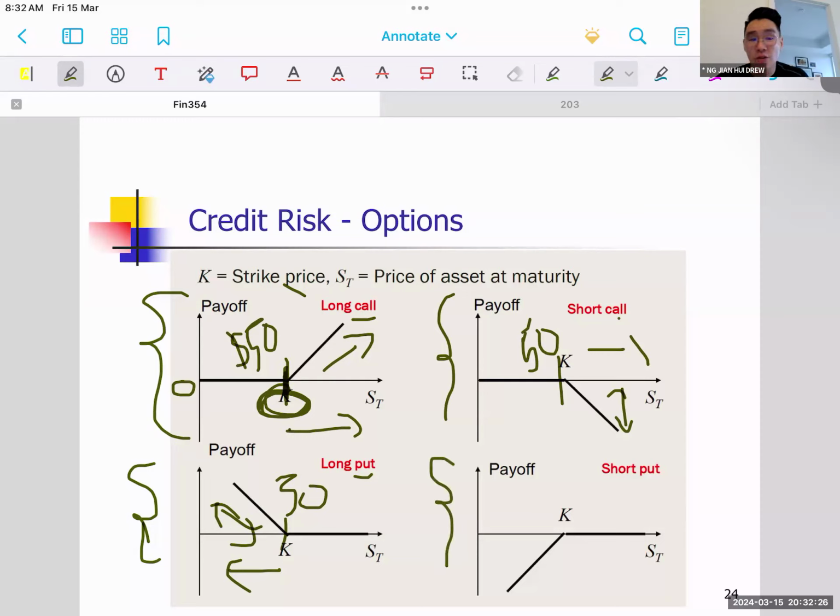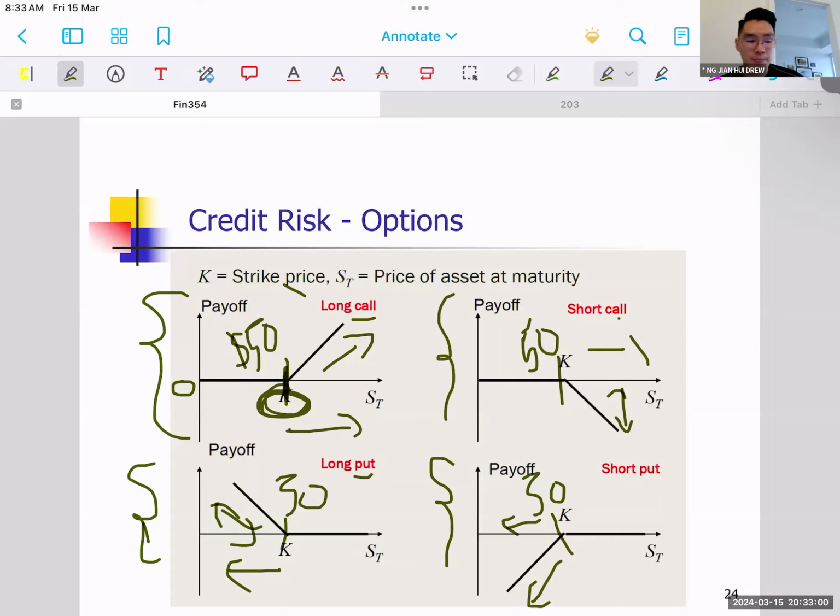In a short put position, what's happening? So a put is to sell the underlying, right? But when you are going to short a put position, what's happening? If your short price of a put is at 50, since you're shorting the put, it's the reverse, right? If the price drops like this, since you're in a short position, you are going to experience a loss.